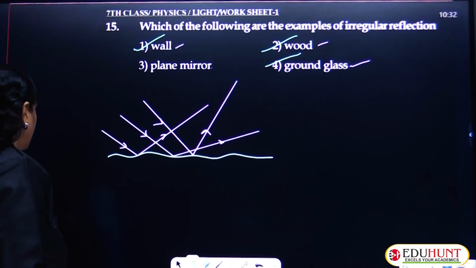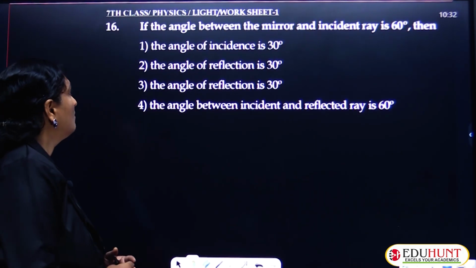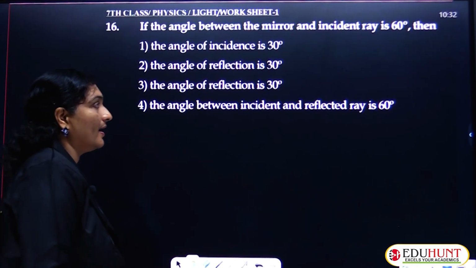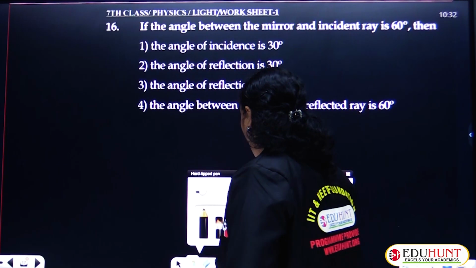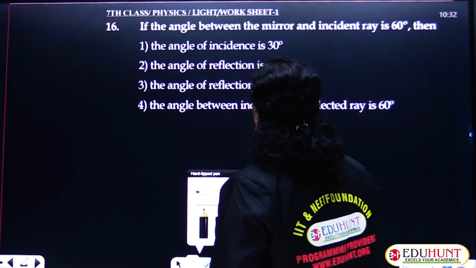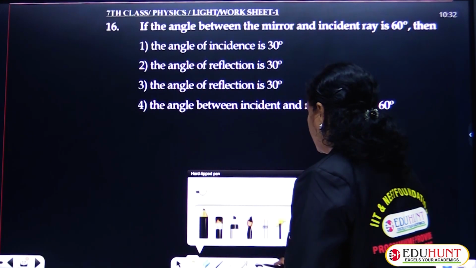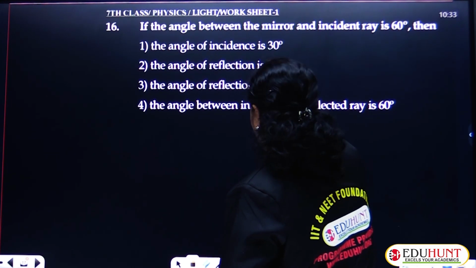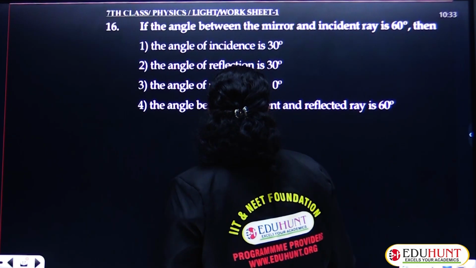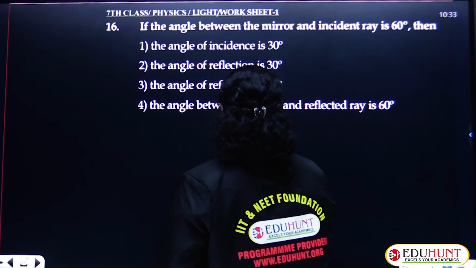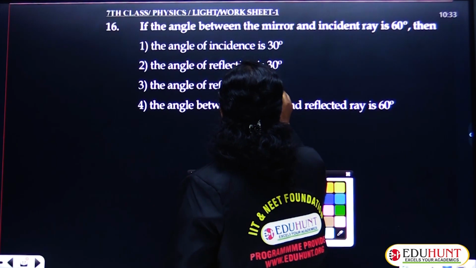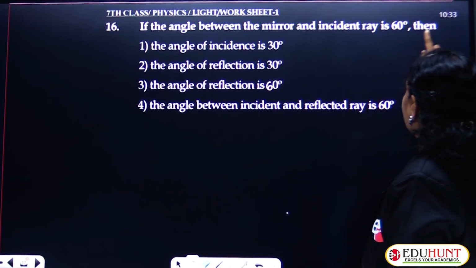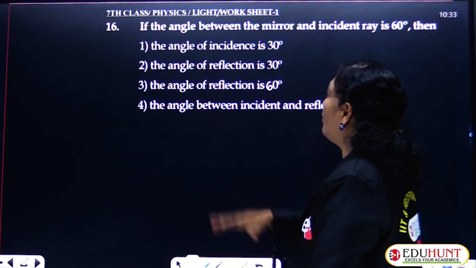Well, moving to the next question, that is question number 16. For the 16th one, if the angle between the mirror and the incident ray is 60 degrees, what is given, children? Angle between the mirror and the incident ray is given to be 60 degrees. Then you are asked to find out the angle of incidence.